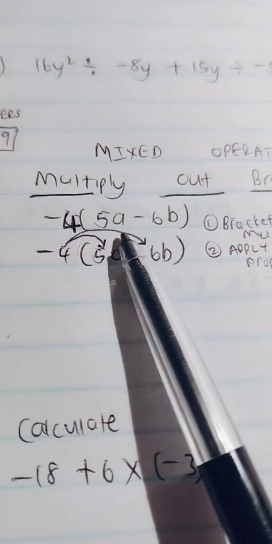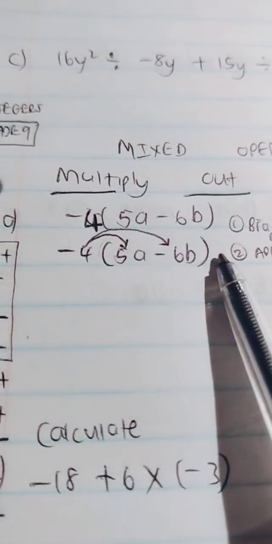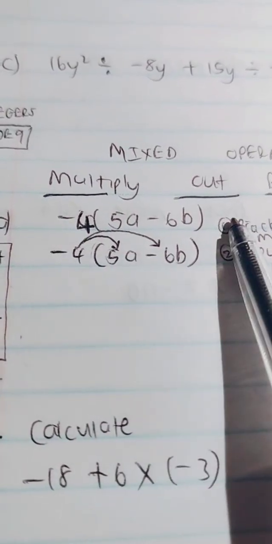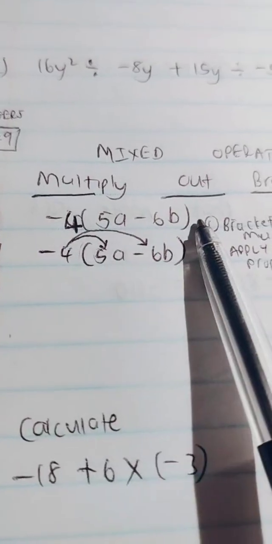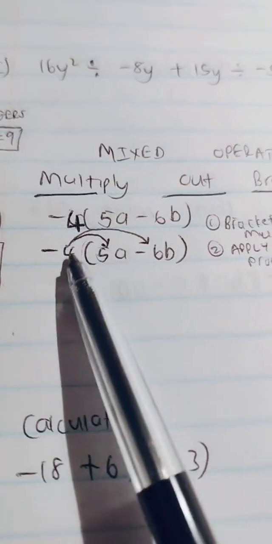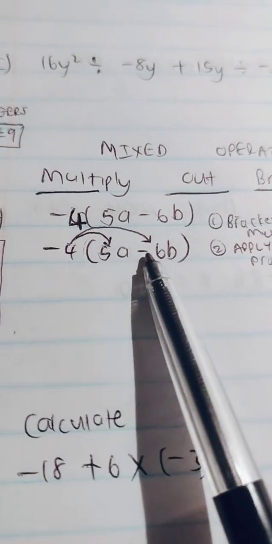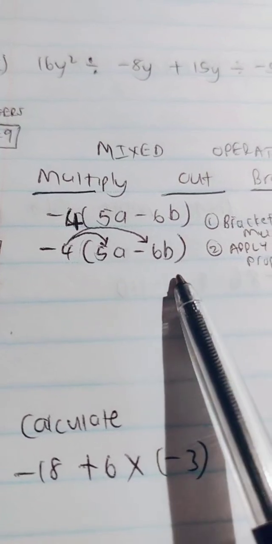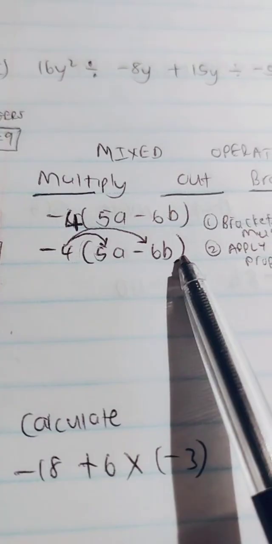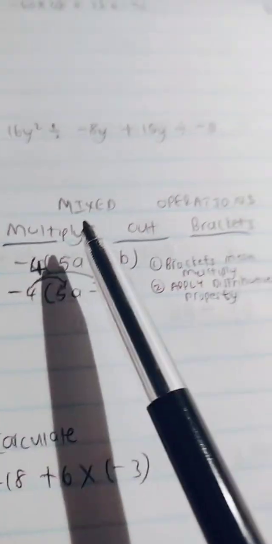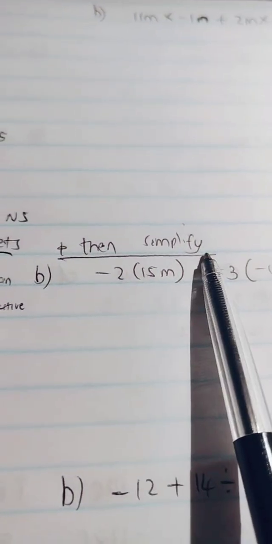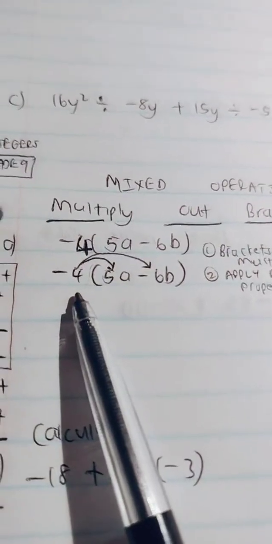So guys, I want us to come back to this problem. We have an expression here, and in this expression we have negative 4 times the bracket 5a minus 6b. In this question, we are supposed to multiply out the bracket and then simplify it. So how do we go about that?